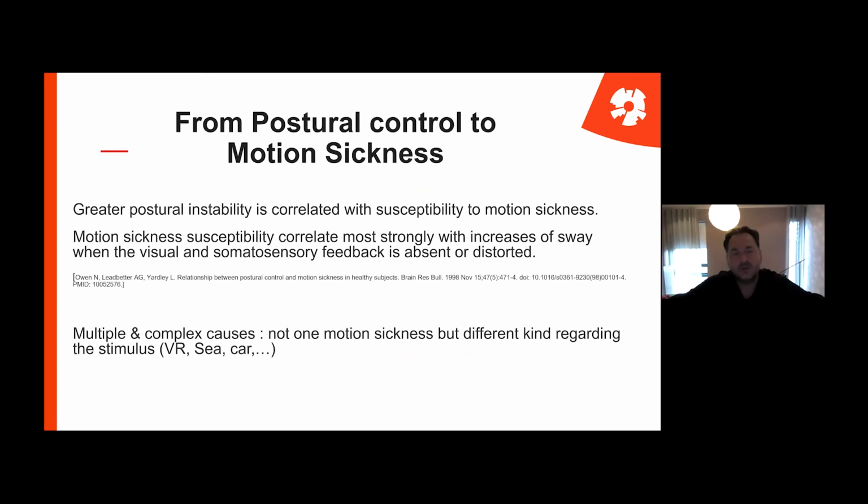So now we need to take a little step from postural control to motion sickness. And we know that the two dynamics are related to each other. Greater postural control instability is correlated with changes in susceptibility to motion sickness. So meaning that if we are swaying and we are moving on a boat or driving in the car and we are not the drivers, we are not the skipper, then for many people there is a trigger of motion sickness, of sea sickness, car sickness, air sickness.